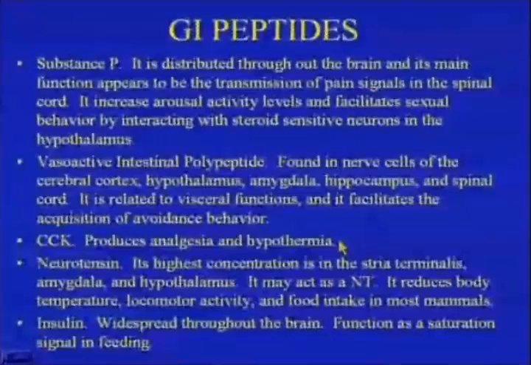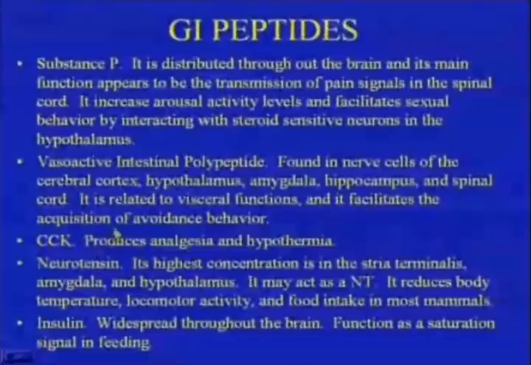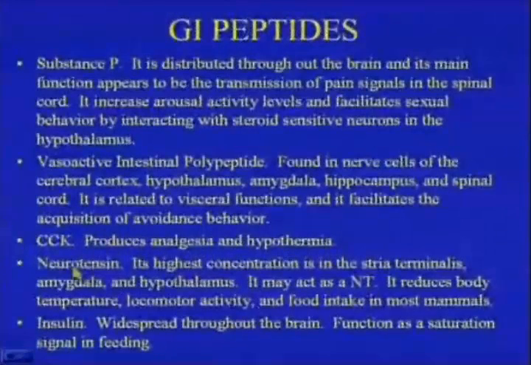This slide is showing us some of the gut peptides, substance P, VIP, CCK, for example, producing analgesia and hypothermia, neurotensin, and let's not worry about these. I think we've covered enough information. You've got enough to try to make sense of and memorize.